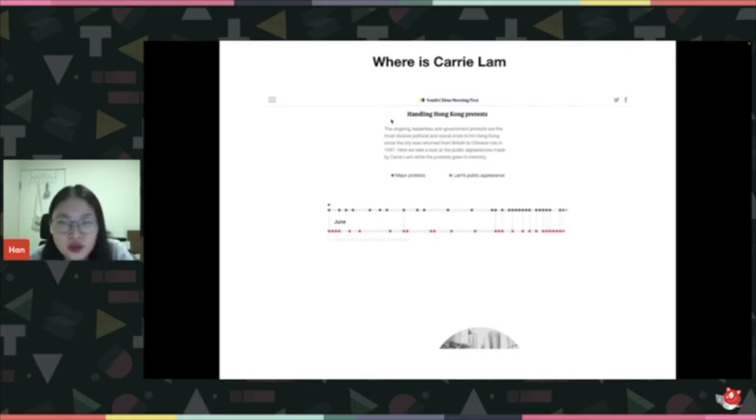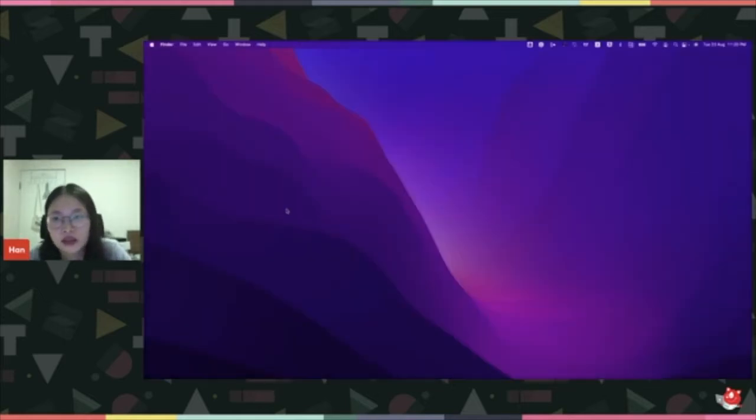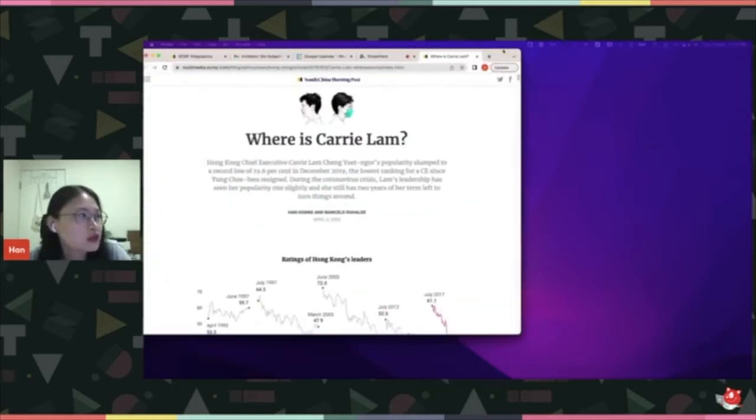I think a lot of you might have heard that in 2019, Hong Kong was hit by months-long social unrest, with thousands of protesters marching along the streets. And during the protests, the chief executive of Hong Kong, Carrie Lam, saw her popularity slump to a record low. And a lot of people were questioning where she was during all those important occasions. So to answer the question, I created this graphic.